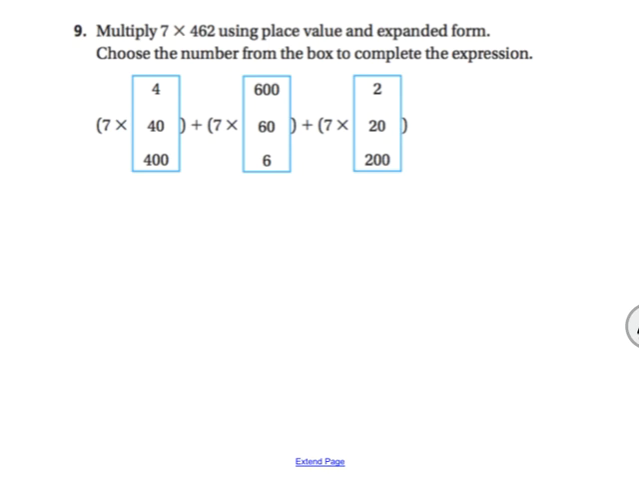So we're going to start by doing the distributive property, solving it, doing the work. And then we can go pick choices. So let's solve 7 times 462 using the distributive property. Okay, and this could be a review for some of you. Okay, so first I'm going to write 7 times 462.